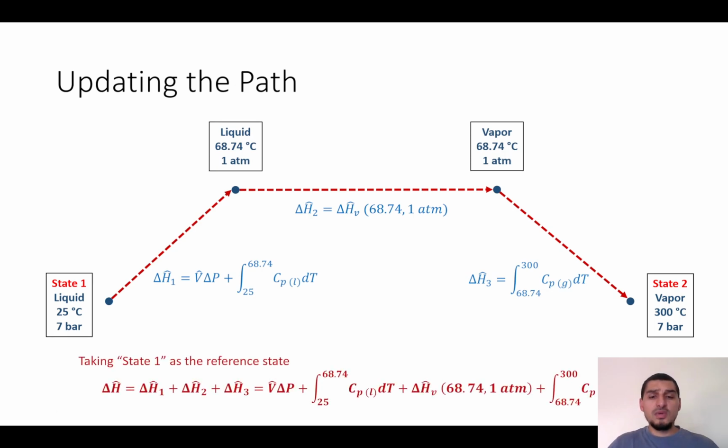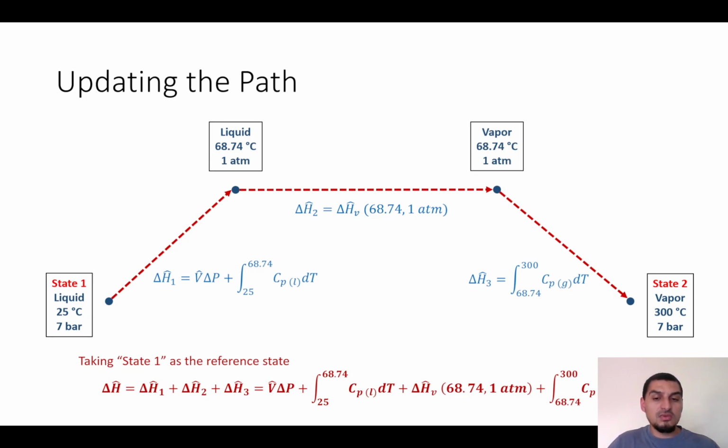So finally, we can put the whole equation together. Delta H from here to there is delta H1 plus 2 plus 3, which is V hat delta P plus the integral, plus the latent heat of vaporization, plus the integral of the gas phase. So this is the whole idea of the problem. If you can get this idea clearly, then everything is going to be just calculations. I don't say it's going to be very quick, but it's going to be very systematic.